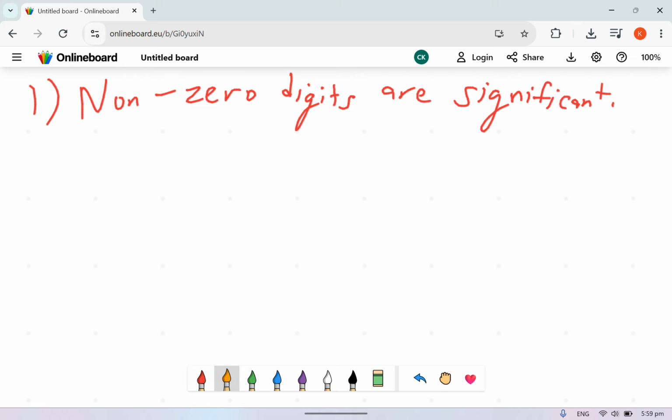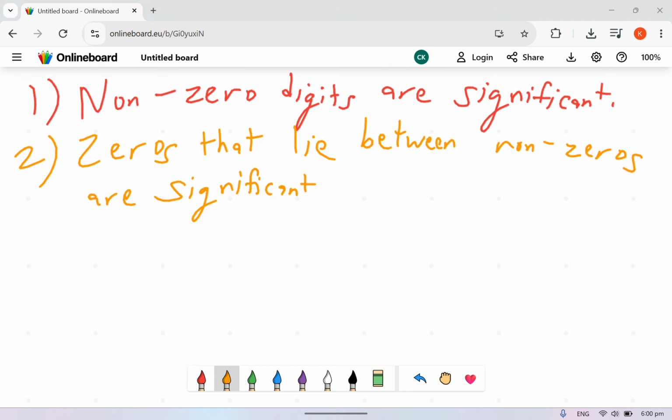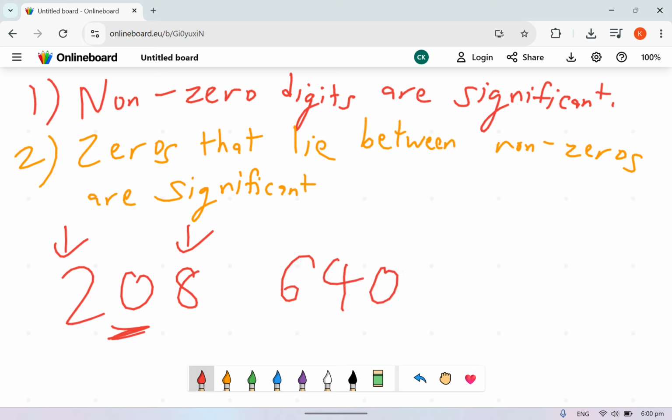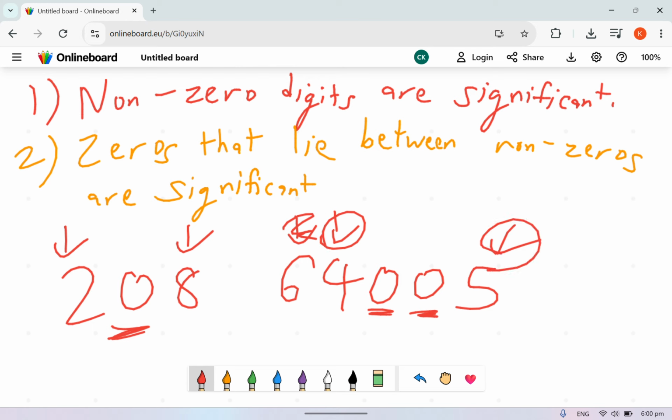Now, rule number 2. It's a very simple one. Zeros that lie between non-zeros are significant. So, if I have something like 208, this 0 is significant because it's between two other non-zero digits. Like 64005. These two zeros are significant because they're between. This one is actually not between these two.